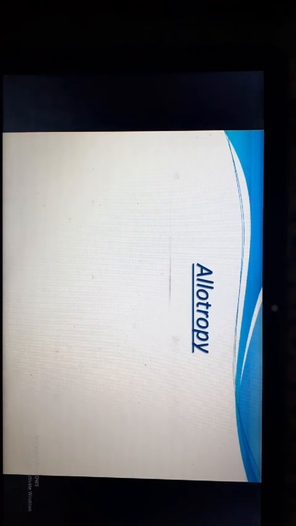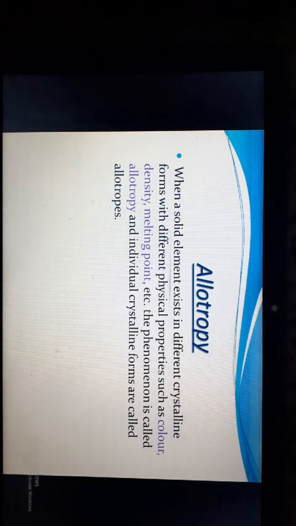In the last session, we have seen the bond enthalpy value. In today's session, we are going to deal with allotropy. Now, what is allotropy? First, we are going to see.